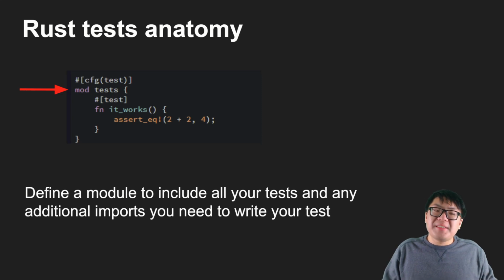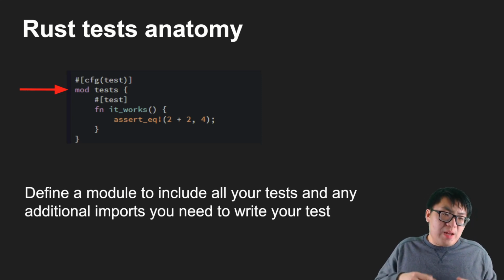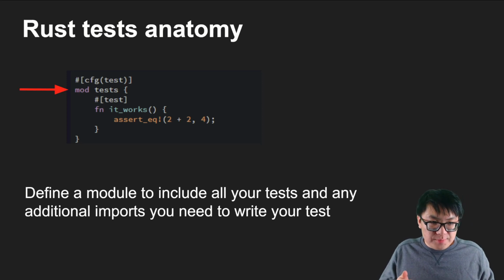So how do we write a test? Here's the anatomy of a test. It's exactly the same as writing a Rust test. You define a module, which you can see over here by this arrow. And this module will include all the tests that you want to write. You can also add imports that you want to use in your tests. We'll see some of this in the Solana program that we will go over.